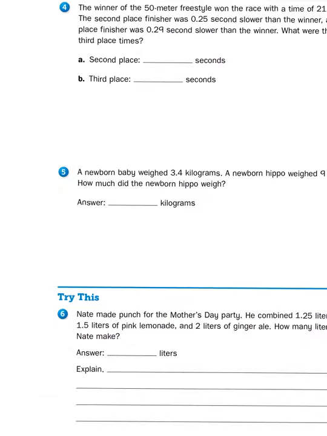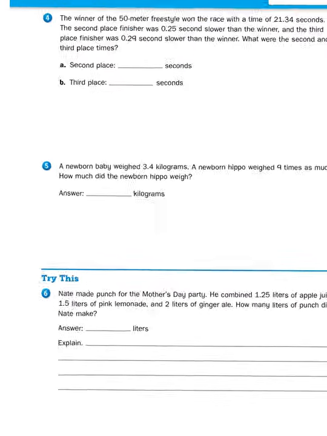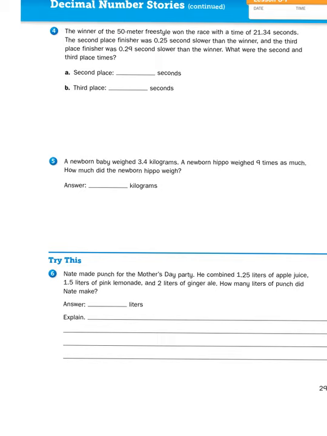A newborn baby weighs 3.4 kilograms. A newborn hippo weighs 9 times as much. How much did the newborn hippo weigh? Okay, so now what we're doing is we are multiplying with a number that has a decimal involved. Now again, we're going to approach this problem the same way we would as if there was no decimal.